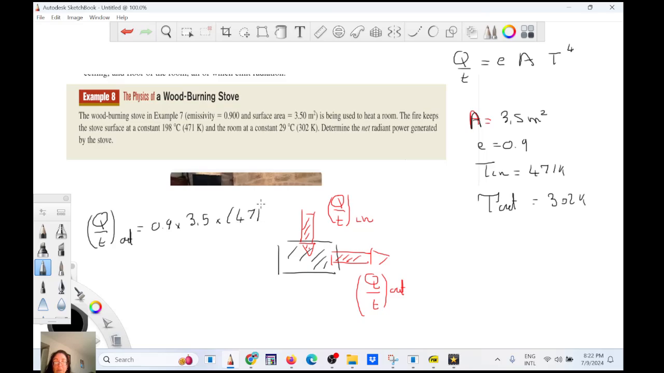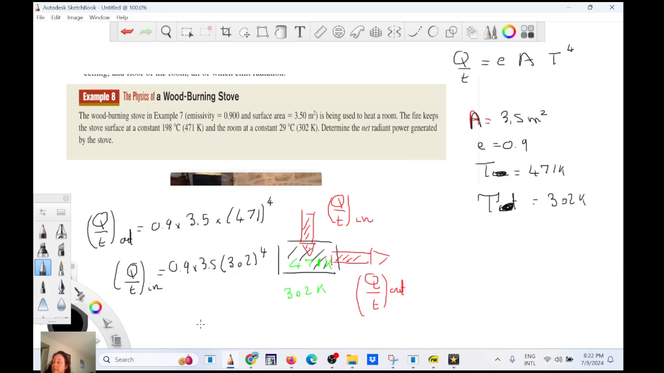471 to the fourth power. I should not have put in and out here. It's kind of confusing, so let me put the temperature here so you can see. That will be 471 K, and outside is 302 K. So this is the emission. It's producing energy per unit second, and that will be for this equation. And then it's absorbing energy in from the environment. So it's going to be 0.9 times 3.5 times 302 to the fourth power.